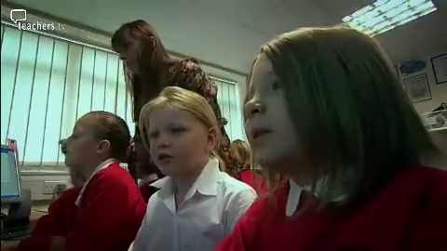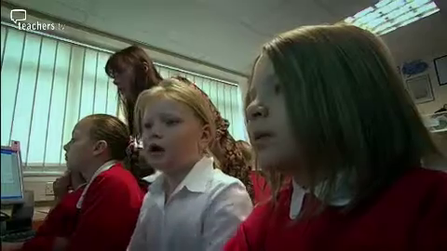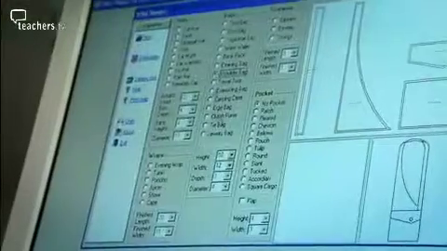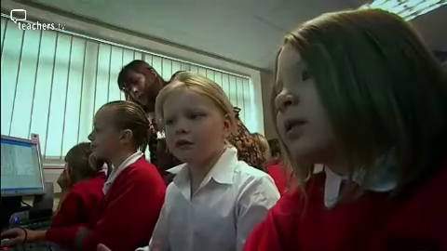So 10? Yeah, so 10. Then the height of the pocket, that obviously needs to be smaller than the bag, doesn't it? So should we do that 5 or something?